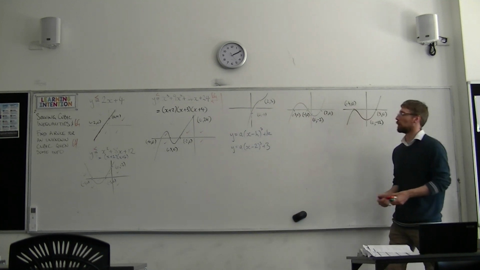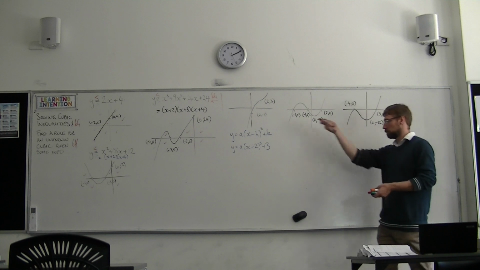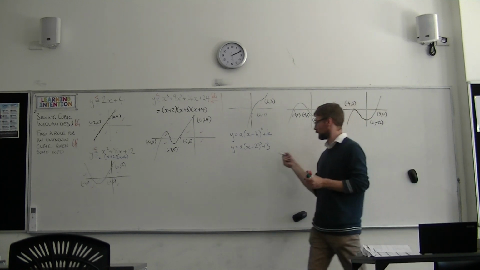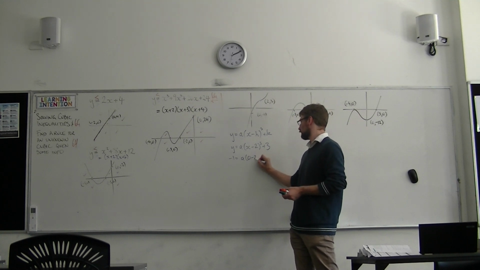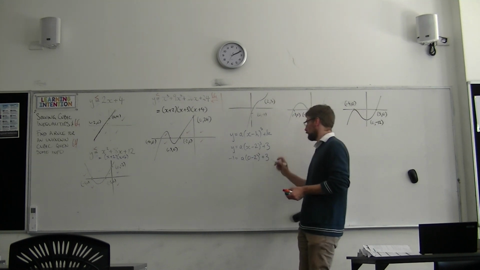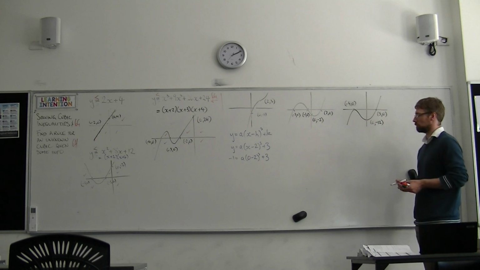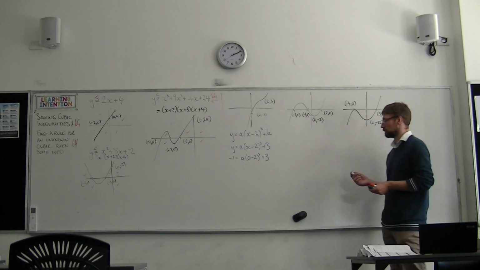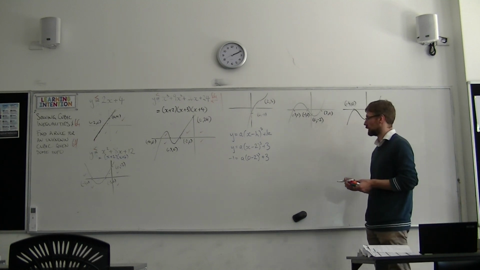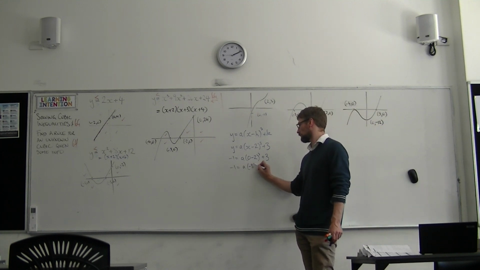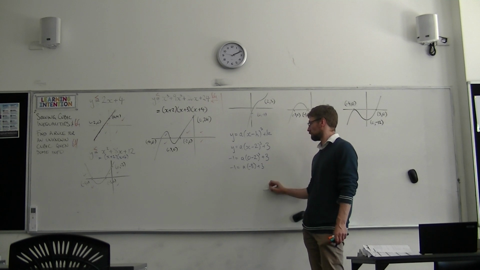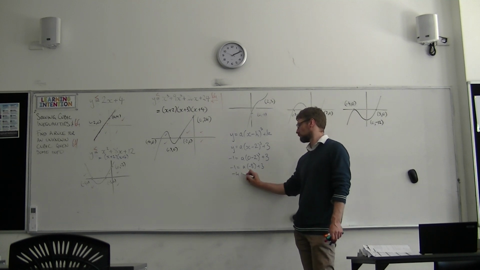What's the only piece of information we haven't used? 0, -1. Right, 0, -1. So let's sub it in. 0 minus 2, cubed, is -8. Right, so I've got a by -8, plus 3, equals -1. So minus 3, which is -4, and divided by -8, which is negative half. Sorry, positive half.